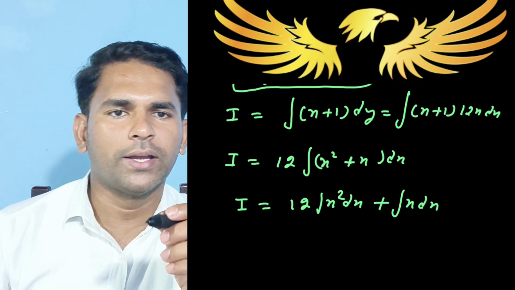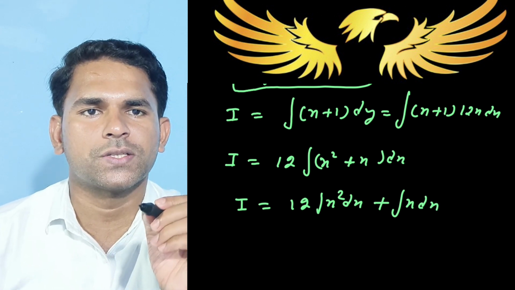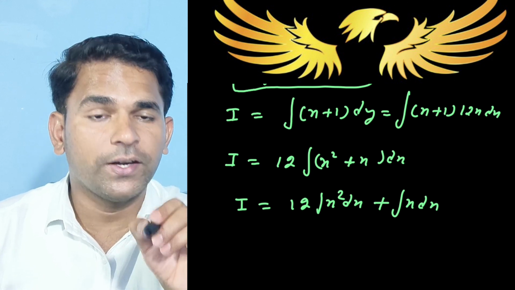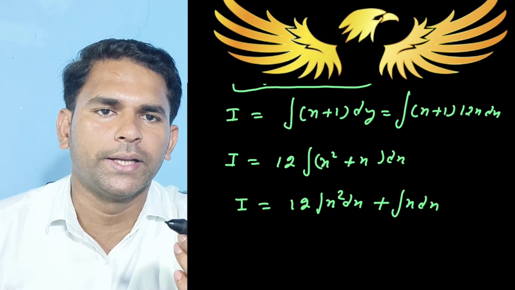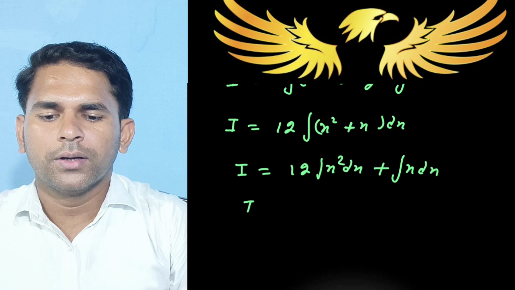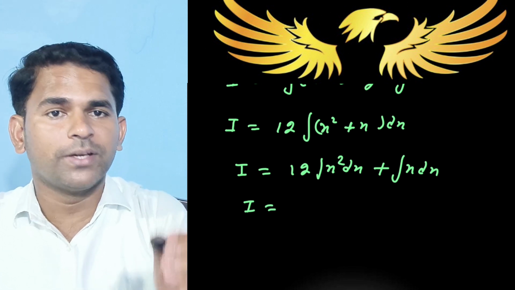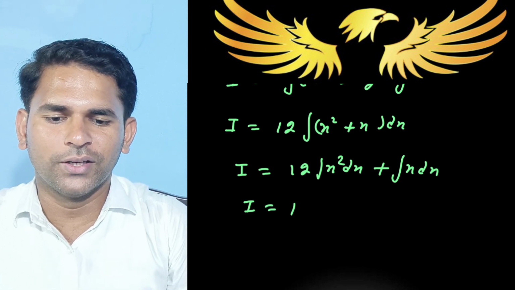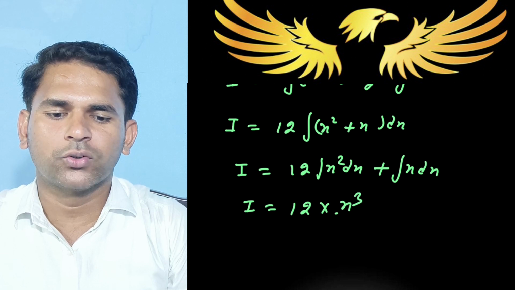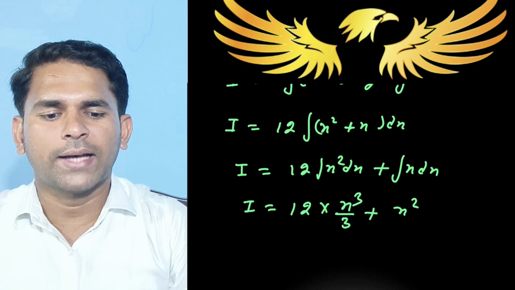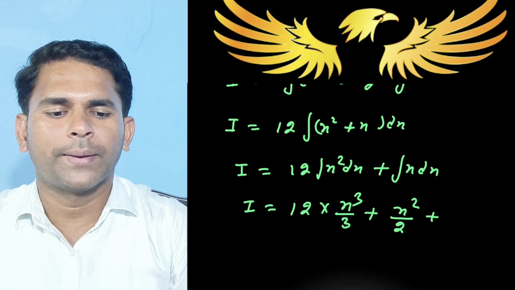In the last video I already explained integration, the different types: definite integration and indefinite integration. Now this is an indefinite integral. Why? Because the limit is not given. So finally we can write 12 into x cube upon 3 plus x square upon 2 plus c.